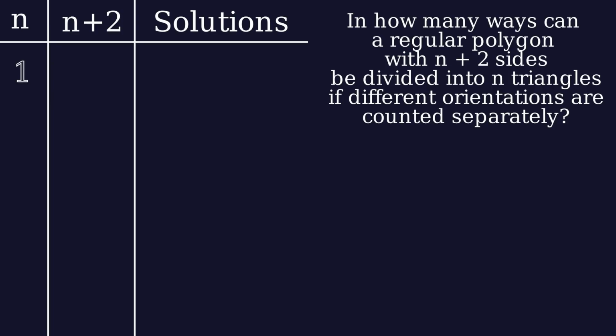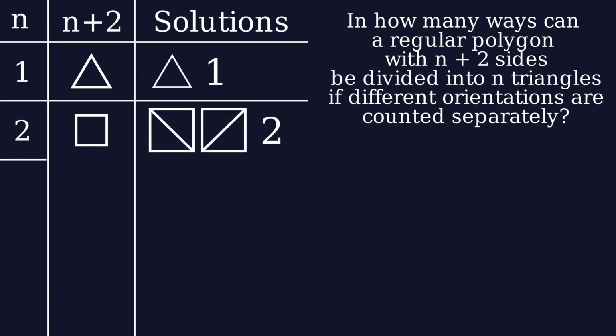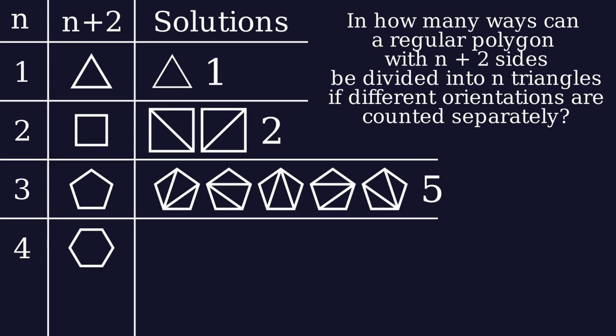Starting with n equal to 1. N plus 2 is equal to 3, so we have a triangle. And there is only one way to divide a triangle into a triangle. When n equals 2, we have a square. There are 2 ways to divide a square into triangles. For pentagon, there are 5 ways. For hexagon, there are 14 solutions.